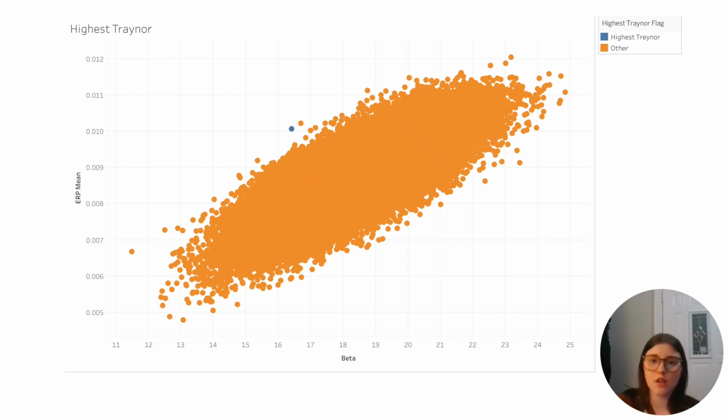Once again, the colored point, this time in blue like last time, marks the highest Treynor ratio portfolio. The Treynor ratio answers a slightly different question, which is how much return am I getting for every unit of market risk I'm taking? Where the Sharpe ratio rewards low volatility, the Treynor ratio rewards portfolios that effectively use exposure to the market. This chart helps identify which portfolio does the best job at converting systematic risk into higher returns.